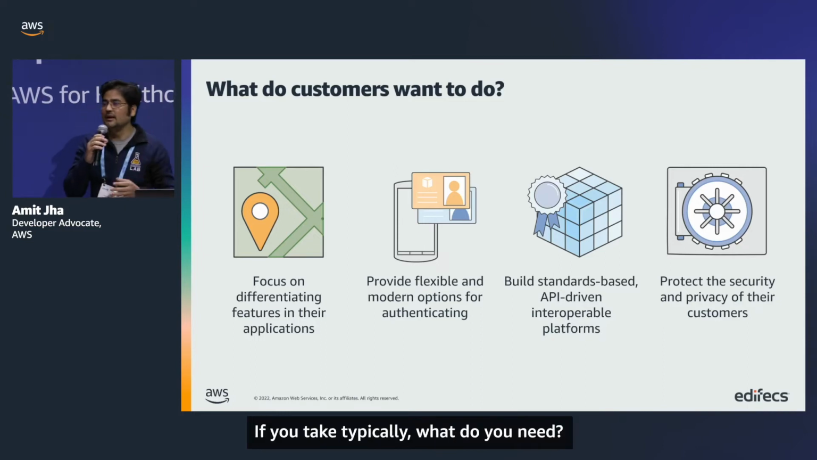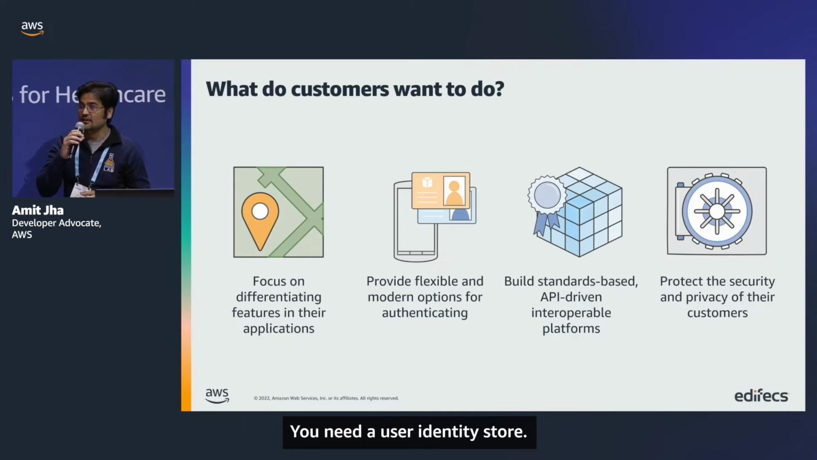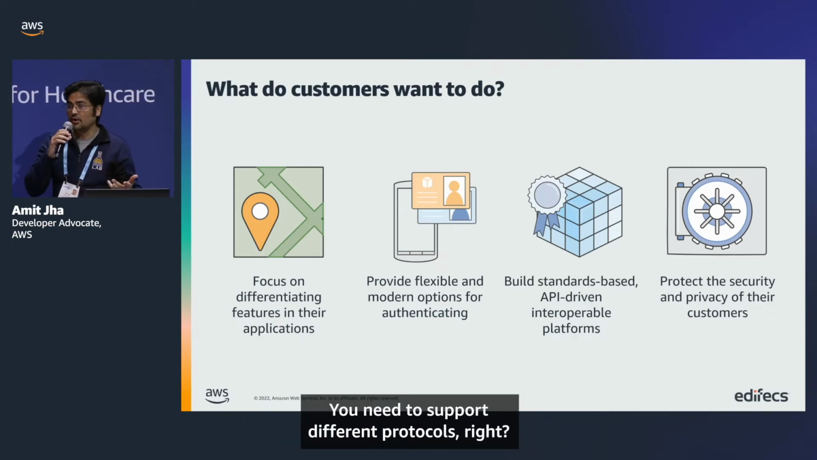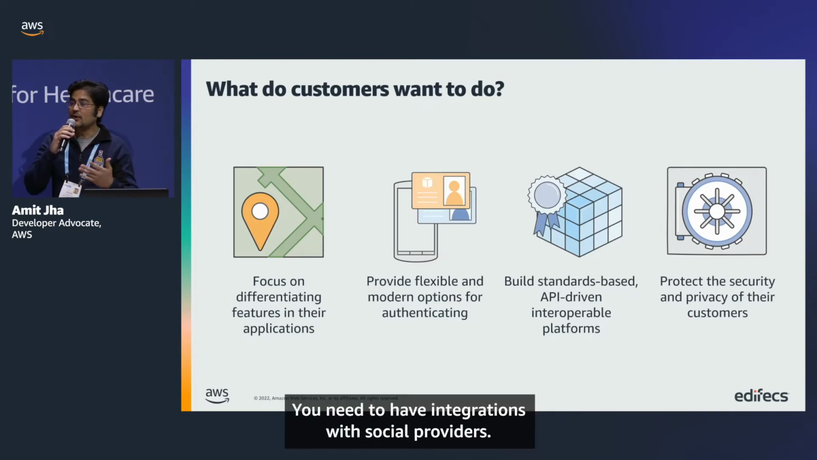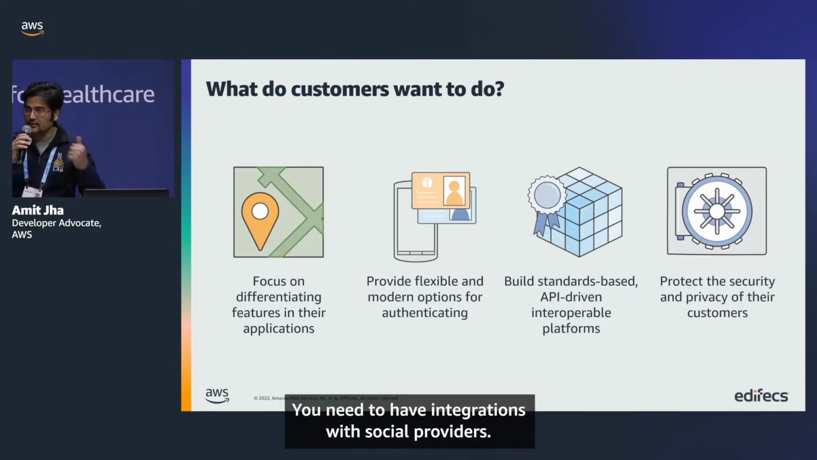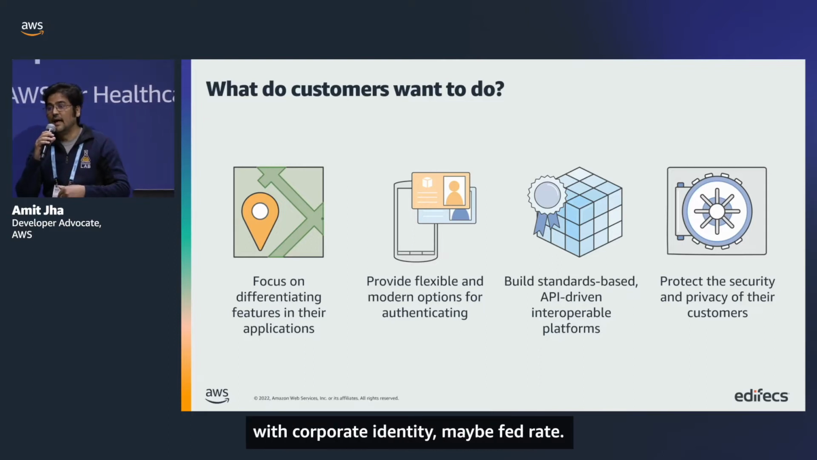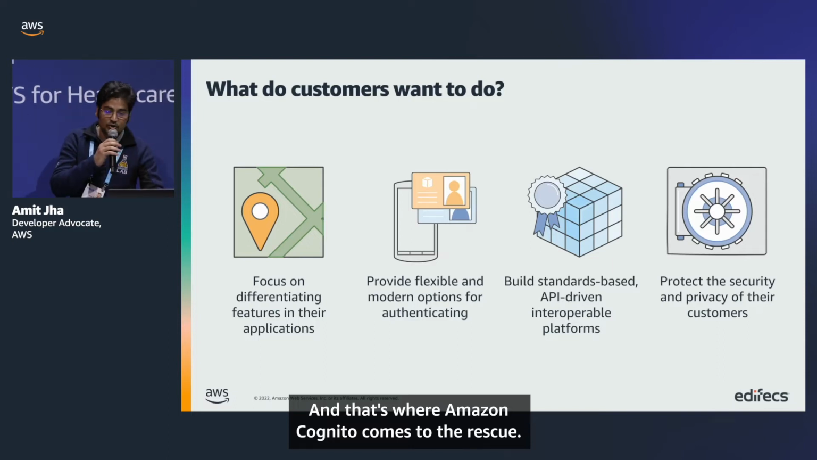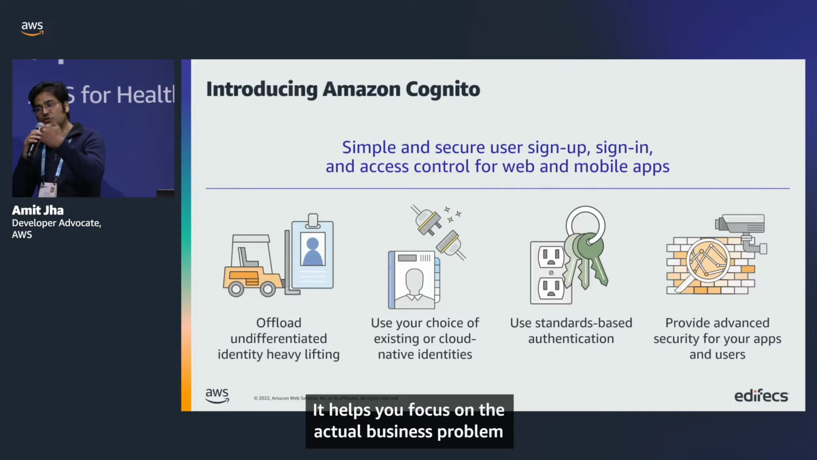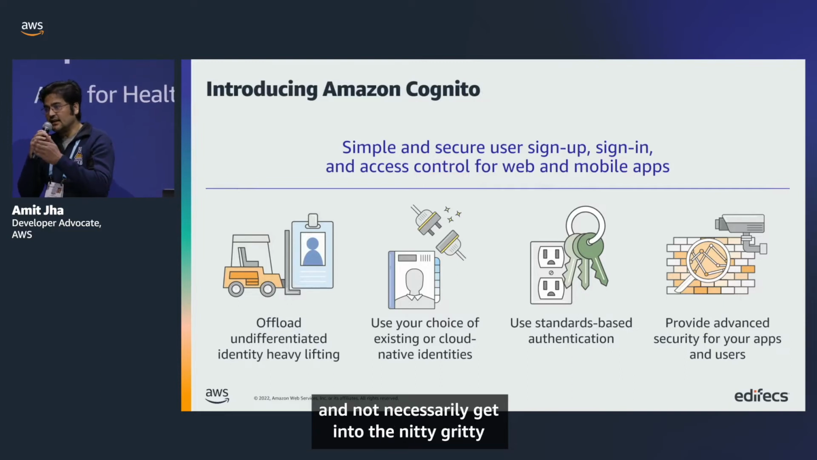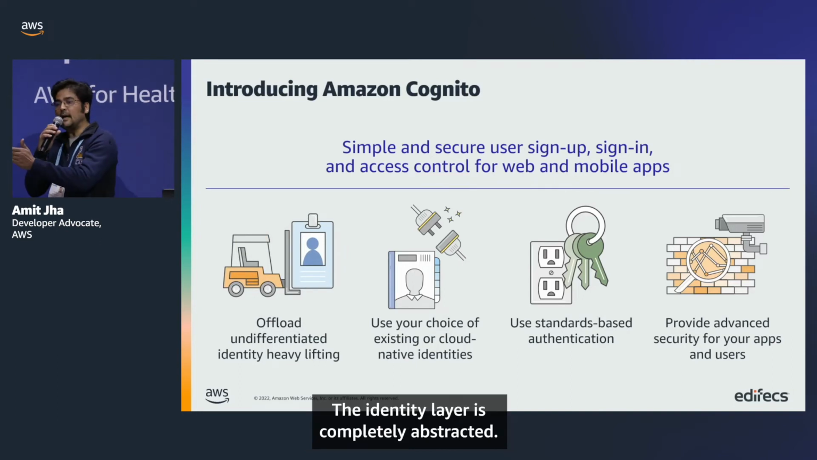If you take typically, what do you need? You need a user management store, a user identity store. You need to support different protocols: OpenID Connect, SAML, OAuth. You need integrations with social providers, and integrations with corporate identity, maybe federated. And that's where Amazon Cognito comes to the rescue. It helps you focus on the actual business problem and not get into the nitty-gritty of setting up an identity. The identity layer is completely abstracted.